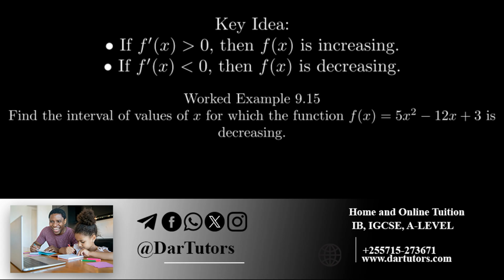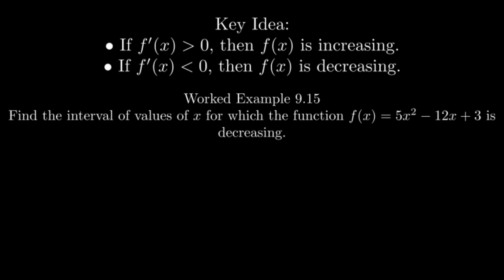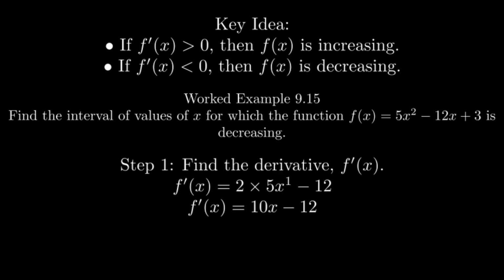We can use this to solve problems algebraically. Let's find the interval where the function f of x equals 5x squared minus 12x plus 3 is decreasing. The question is about decreasing, which is a question about the gradient. So our first step is always to find the derivative. Differentiating term by term, the derivative of 5x squared is 10x, the derivative of minus 12x is minus 12, and the derivative of 3 is 0. So f prime of x is 10x minus 12.